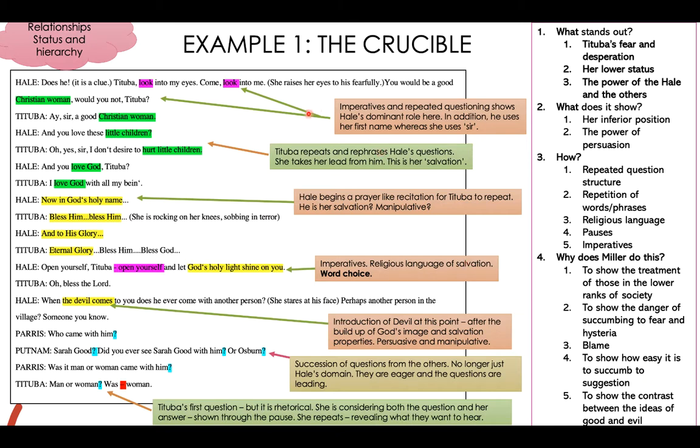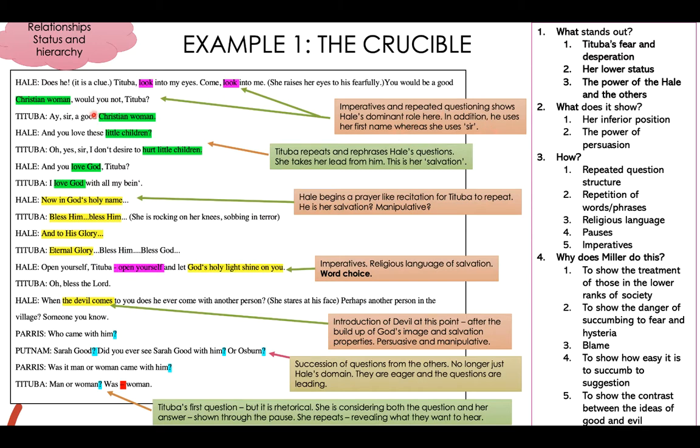Okay, so we'll just go through a few of these examples. The first thing that I picked out here was word choice, which is here. "Tituba, look, come look." So we have imperatives by Reverend Hale. And he is a reverend as well, so in a religious society, he obviously has quite a superior position. Now the imperatives paired with the repeated questions, so he uses the questions quite a lot, shows that he is quite dominant. In addition, he uses her first name, whereas she calls him sir.